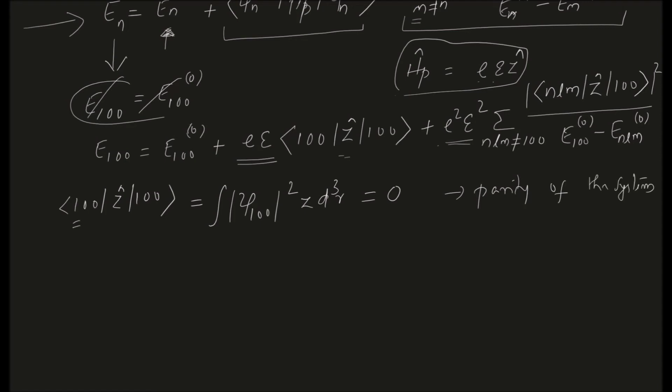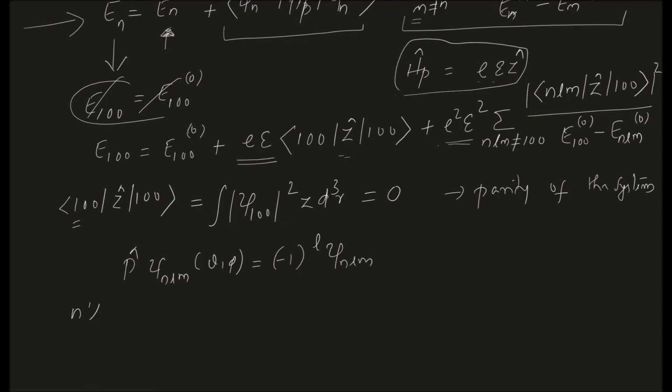Because this one has an odd parity. If you remember the discussion on parity that we had in the previous module, and if you try to find out the parity for this hydrogen atom, you can see that the parity of psi n l m (theta, phi) is given by (-1)^l psi n l m.